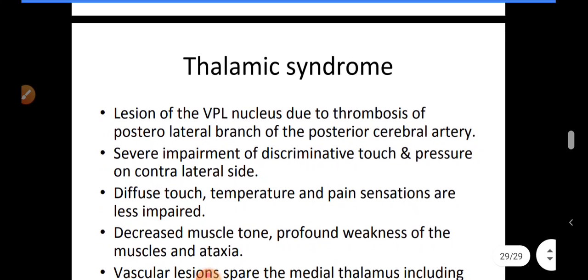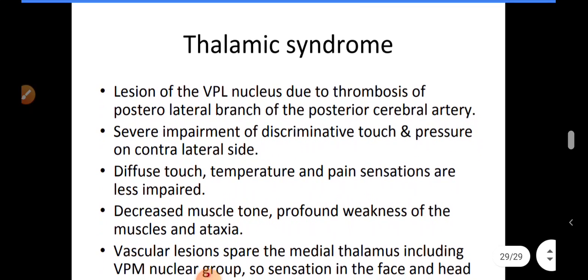Now, what is thalamic syndrome? It is the applied aspect of the thalamus. Thalamic syndrome is a disturbance of emotional response to sensory experience. The cause of thalamic syndrome is damage to the posteroventral and posterolateral nuclei as a result of thrombotic blockage of the thalamo-geniculate branch of the posterior cerebral artery. That leads to thalamic syndrome.